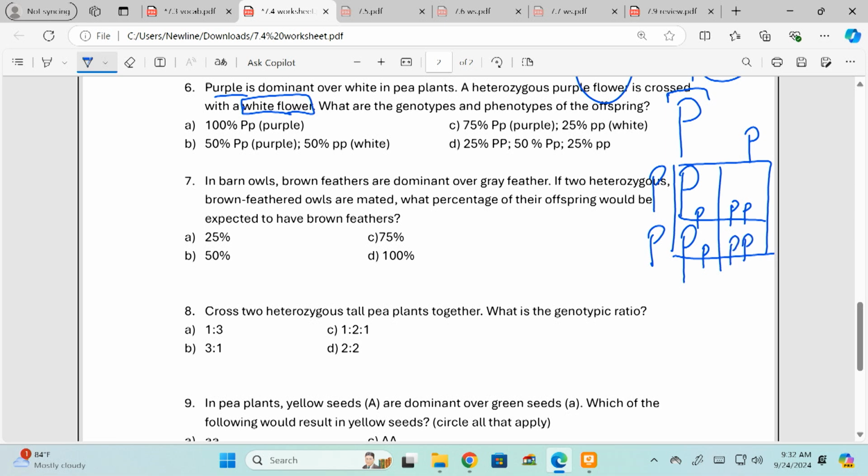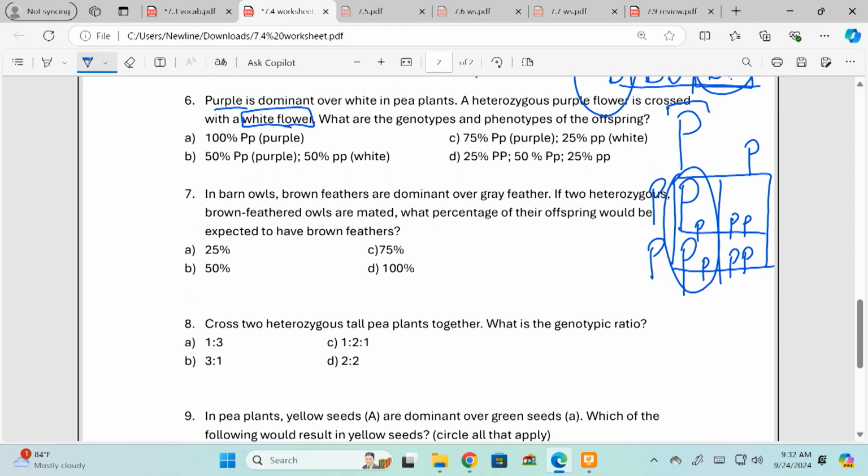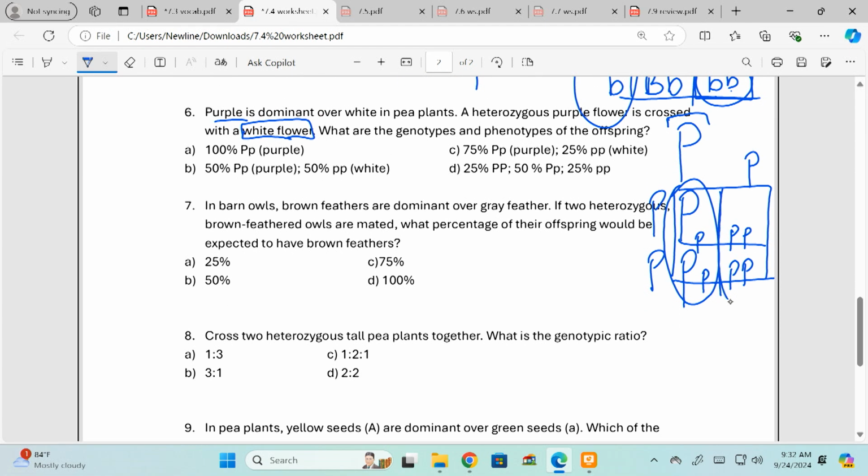Okay, so it wants to know what the genotypes and phenotypes are. Well, I see 2 genotypes. We have 2 that are heterozygous and 2 that are homozygous recessive. So let's see if that's in my answers anywhere. I've got 50% big P, big P, big P, little p, and 50% little p, little p. So this is going to be our answer. These are the genotypes. And these are the phenotypes, the purple and the white. So letter B is going to be our correct answer.